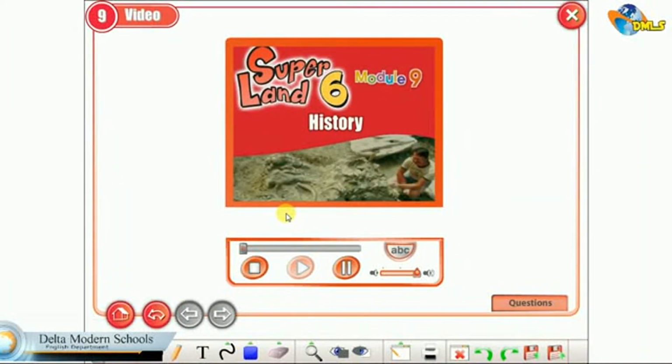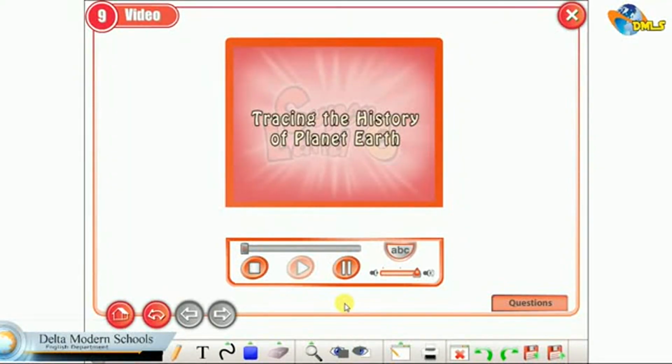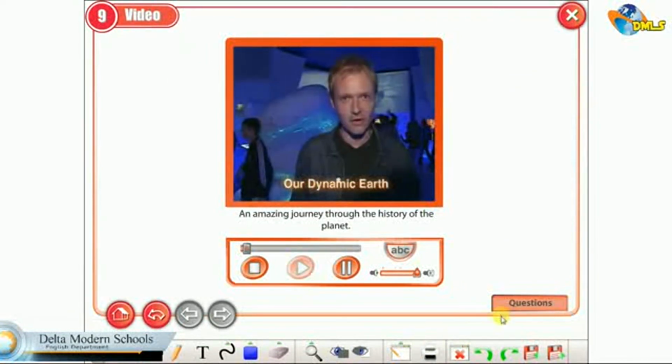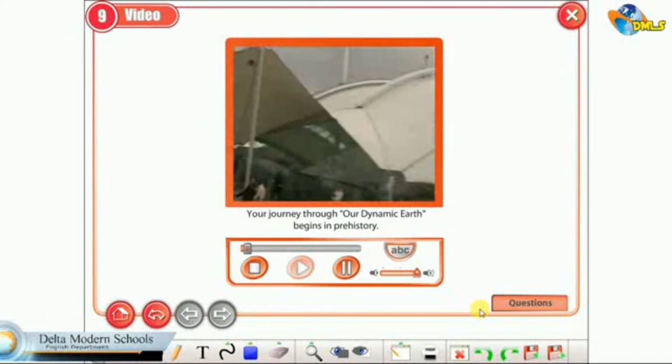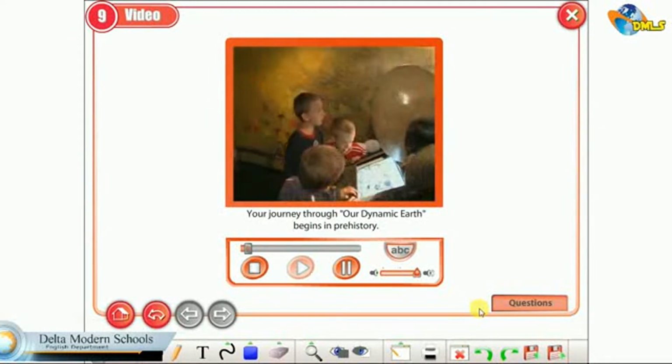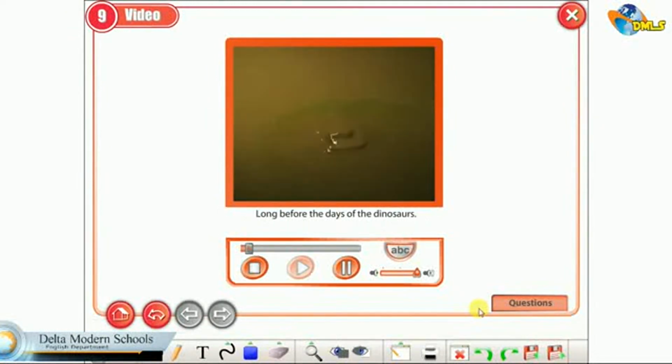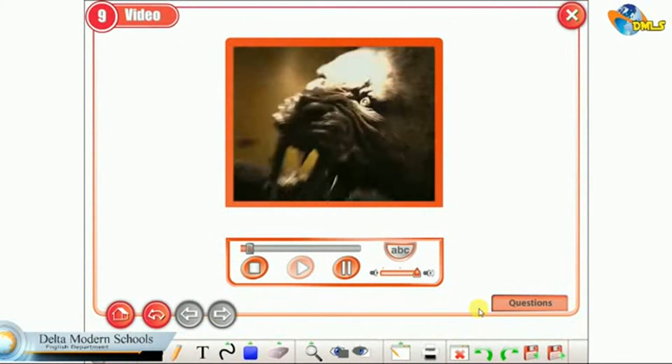Module 9. History. Tracing the history of planet Earth. Our dynamic Earth, an amazing journey through the history of the planet. Your journey through our dynamic Earth begins in prehistory, long before the days of the dinosaurs.